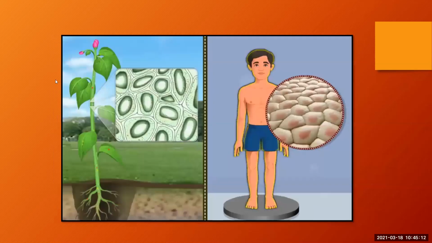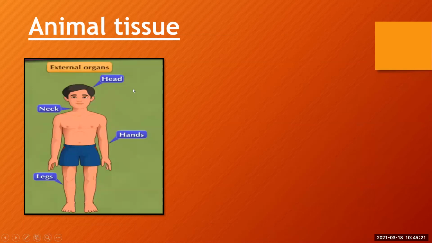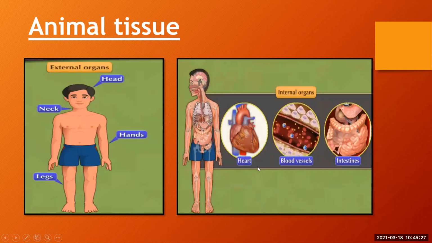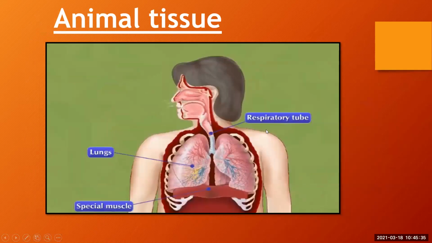We can see here the cells of the plants and here are the cells of the human body. These are the external organs of the animal, head, neck, hands and legs. And here are the internal organs, heart, blood vessels and intestine. Now they have protection for the internal organs, like the respiratory tube, lungs and special muscles, which are covered with a layer of cells.